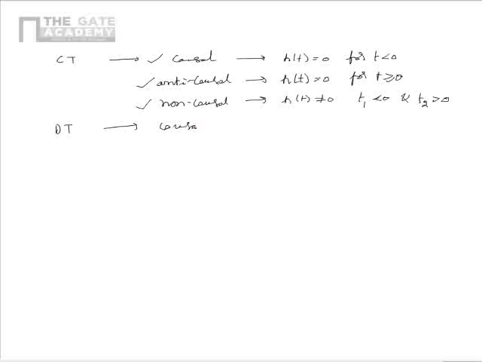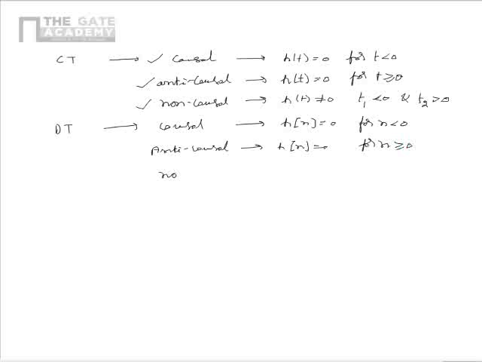Now let us consider a discrete time LTI system. If the discrete time LTI system of impulse response h of n is causal, then h of n is equal to 0 for n less than 0. If the discrete time LTI system is anti-causal, then h of n is equal to 0 for n greater than or equal to 0.